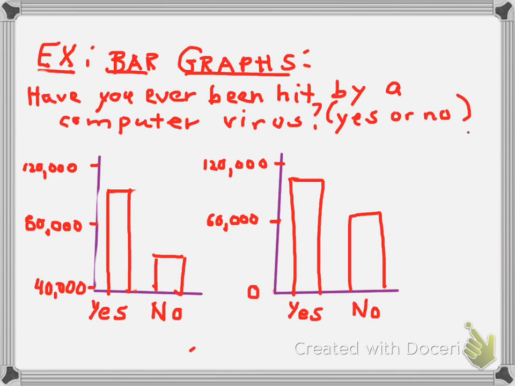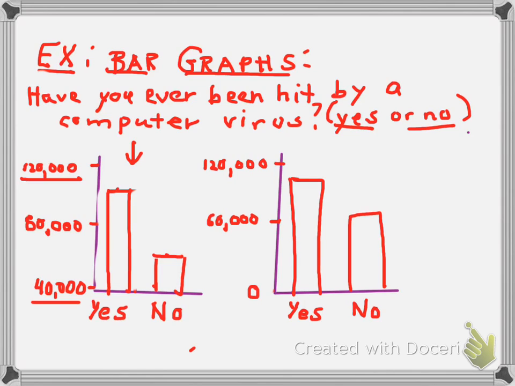These are two bar graphs. The question that was asked is, have you ever been hit by a computer virus? Your answer to that is either going to be yes or no. The results are depicted below in the two bar graphs. The one on the left starts the scale at 40,000 and ends the scale at 120,000 on your vertical scale. Approximately 100,000 said yes, and approximately 60,000 said no.